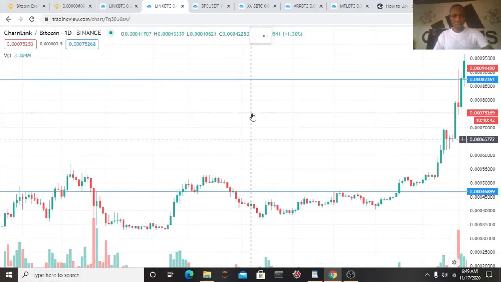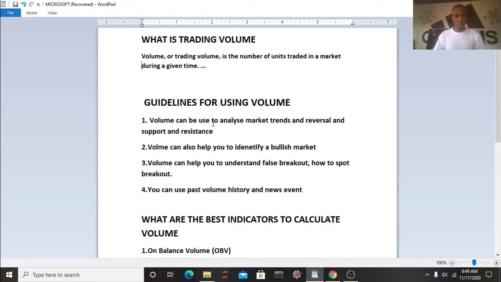Let's move to the next part now. Volume can also help you to define a bullish market. This is very important too.